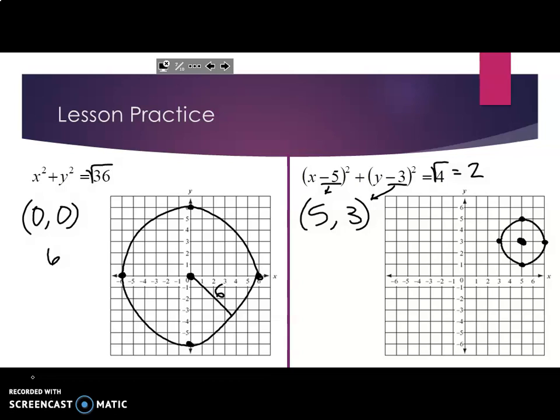And I'm just drawing my circle. Small circles, much easier to draw. Label that radius with 2. Okay, so that is graphing our circles. Okay, last video is going to be taking a graph of it and then coming up with the equation.